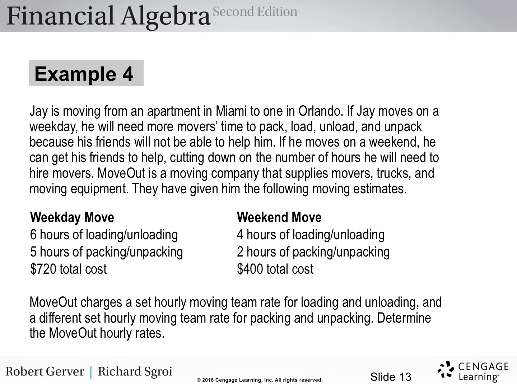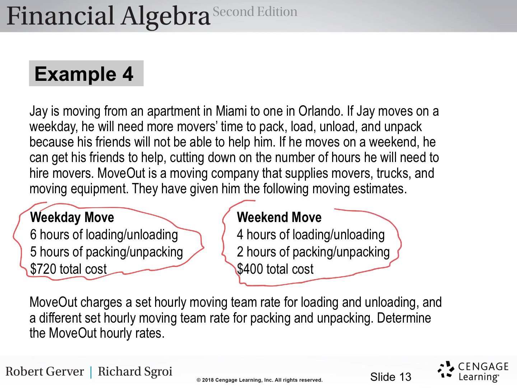Notice, on the left here, we have a weekday move. The weekday move indicates that he will require 6 hours for loading and unloading, 5 hours of packing and unpacking, for a total cost of $720. In addition, they gave another estimate for a weekend move. Remember, on a weekend, Jay can have his friends come and help, which means that the moving company can cut down on their loading and unloading hours to 4, and their packing and unpacking hours to 2, and require a payment of only $400 instead of the $720.